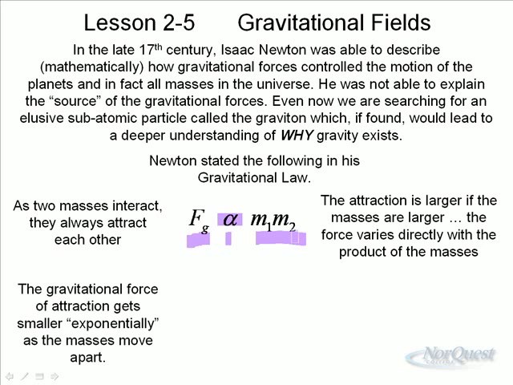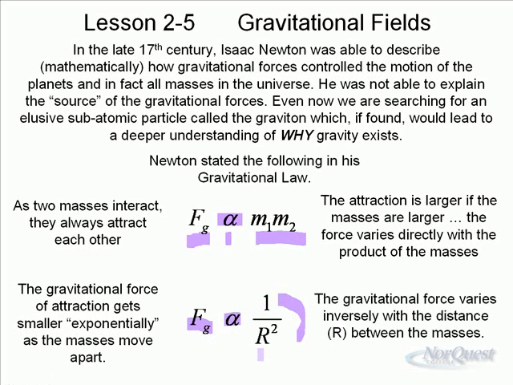Now, Newton also said that the gravitational force of attraction gets smaller exponentially as the masses move apart. What he's saying here is that the gravitational force is proportional to the inverse. All right, this is an inverse, and so what he's saying is, as the distance between two masses gets larger, the force gets smaller. And if you double the distance, you would quadruple, or you would actually decrease the gravitational force by 1/4. If you tripled the distance, you would decrease the gravitational force by 1/3 squared, which is, of course, 1/9.